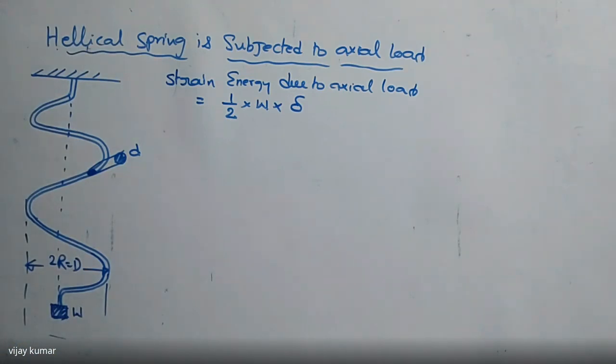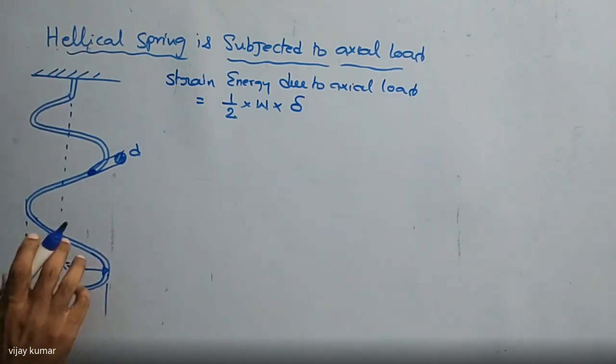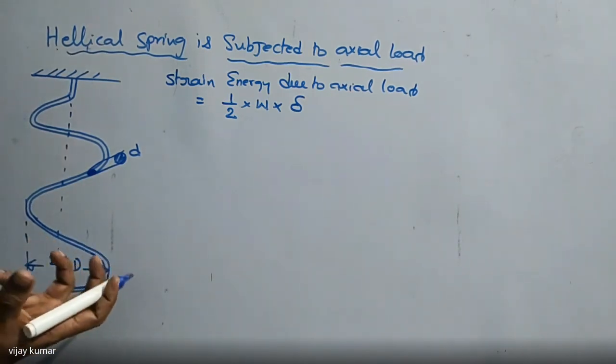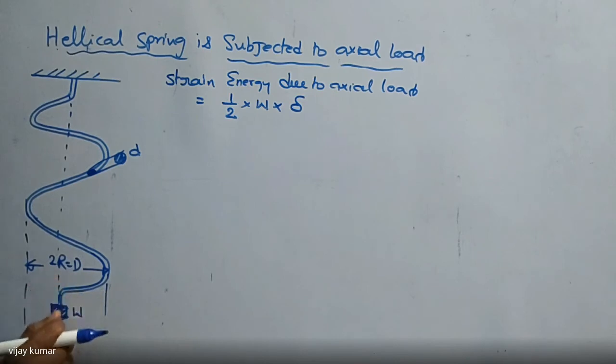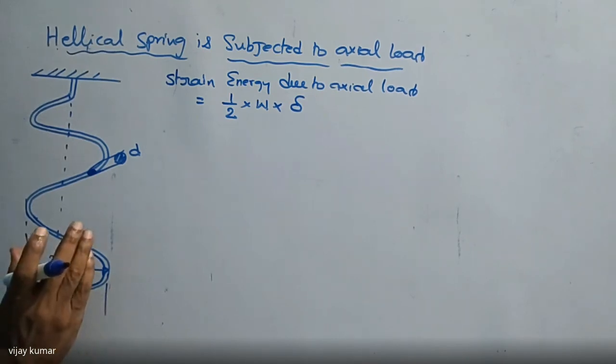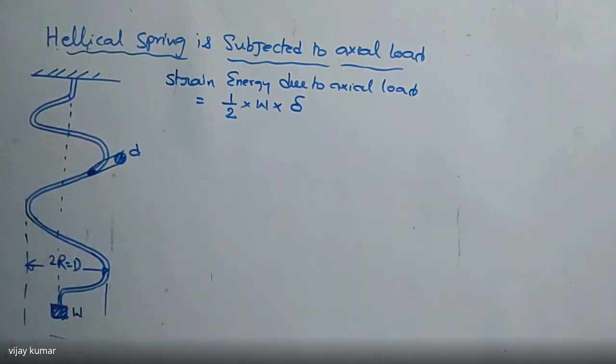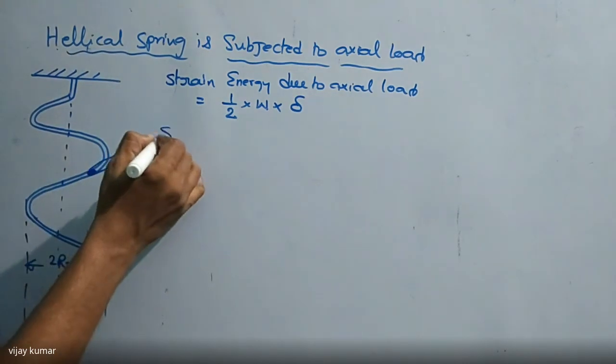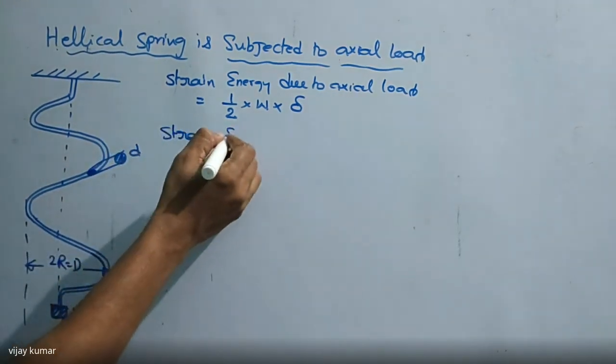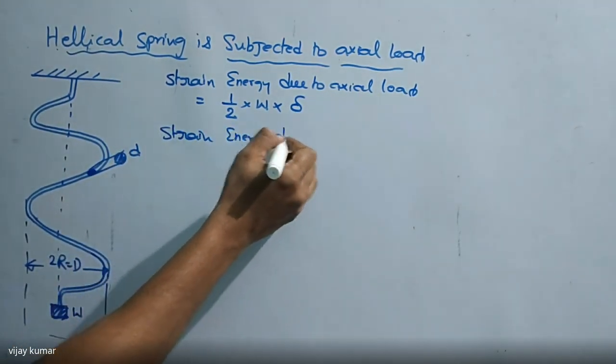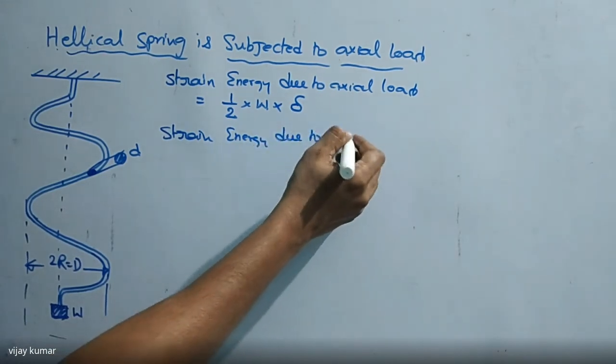Okay, right. So when this load is acting in this direction, at the same time, it is also twisted here. When you apply the load in downward direction axially, at the same time, these coils are twisted like this. So there must be a strain energy due to twisting also. So I'm writing here strain energy due to twisting.